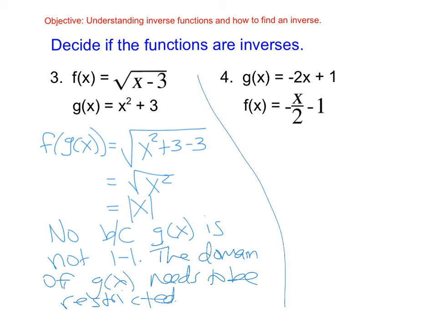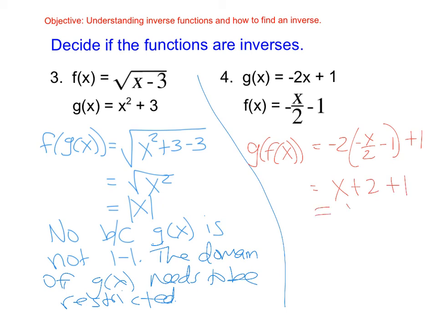Okay. All right, number 4. What do you think about that one? All right, so I'm trying to think which one's easier. Doesn't actually matter. g of f of x, negative 2 times negative x over 2 minus 1 plus 1. So let's distribute, and I get x plus 2 plus 1, x plus 3. And this one is no, because g of f of x does not equal x. Does not equal the identity function. x is the identity function.